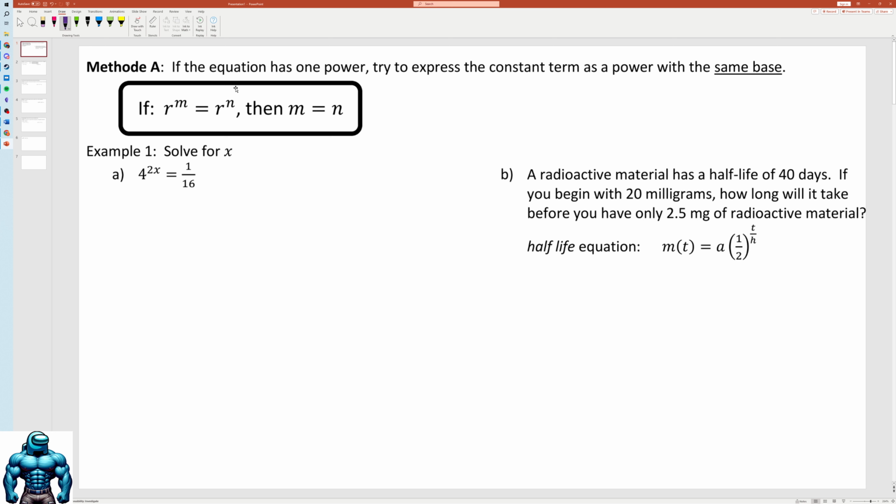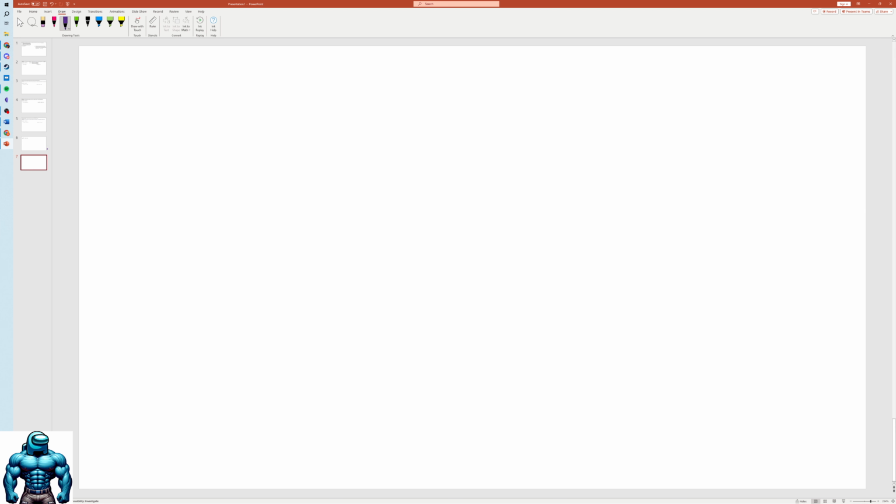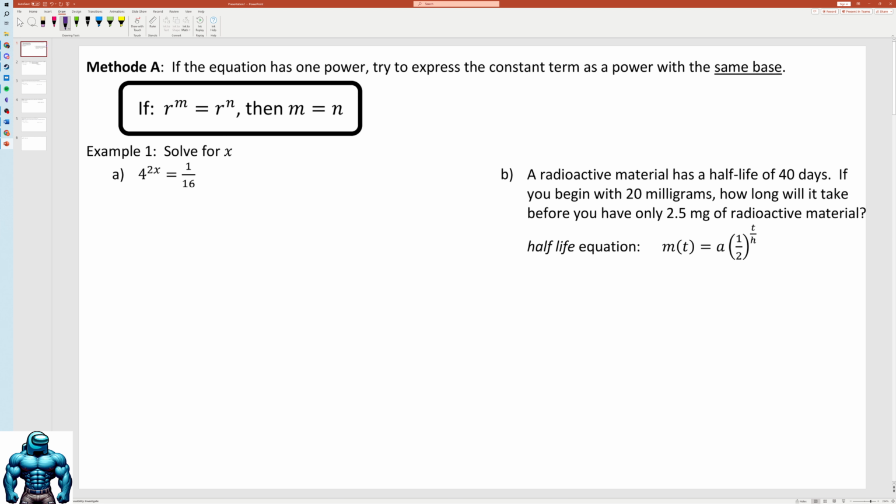Okay, hey everyone. We're looking at lesson 4. We're going to be solving different logarithmic and exponential equations today. Well, let's give it a go.